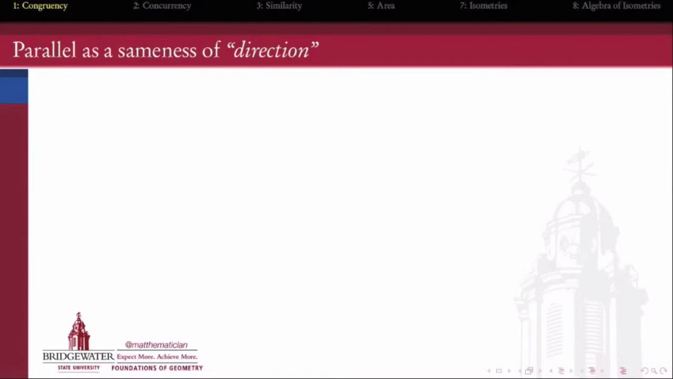We're going to wrap up this introduction to congruence by thinking about two other geometric types of objects. The first are parallel lines, and how do we understand what it means for a pair of lines to be parallel. And then also we'll think about circles and the role that they play in thinking about congruence in geometry.